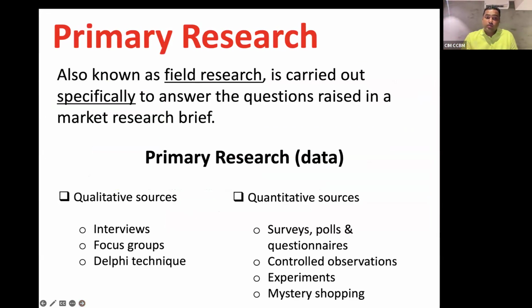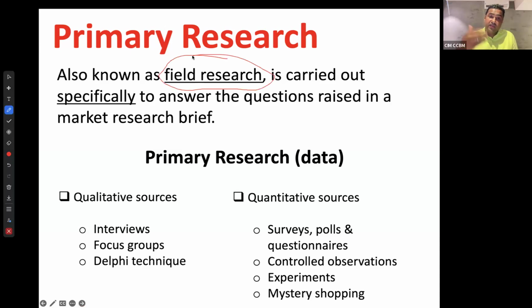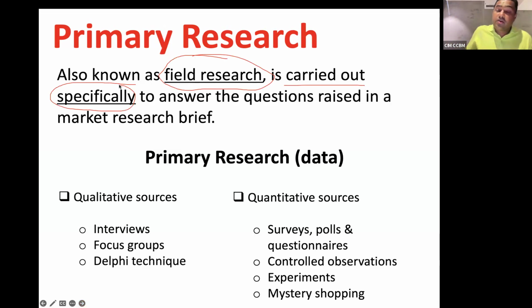Primary research is also known as field research because you have to go to the field to carry it out, and you gather primary research specifically. So it's costly and time consuming, but the accuracy of primary research is very, very high because you are specifically going and carrying it out to solve that specific problem. Time consuming and costly, but it is very accurate. The results will be very accurate.